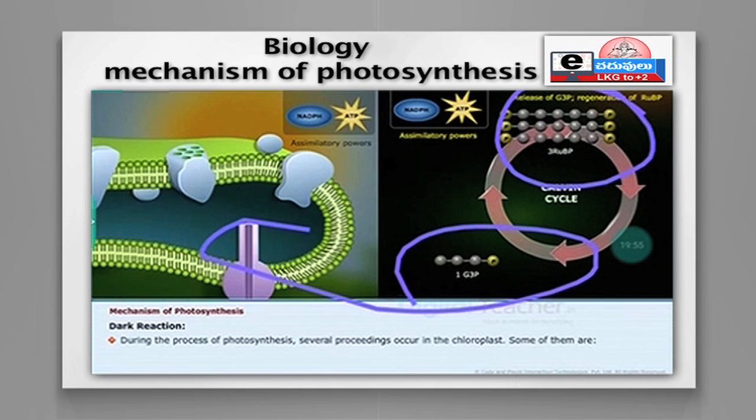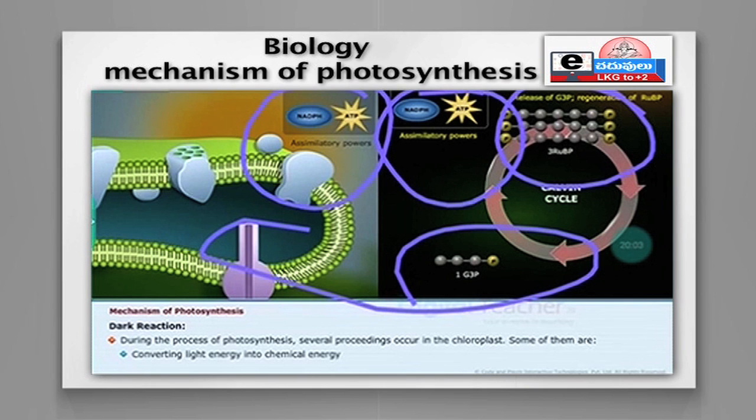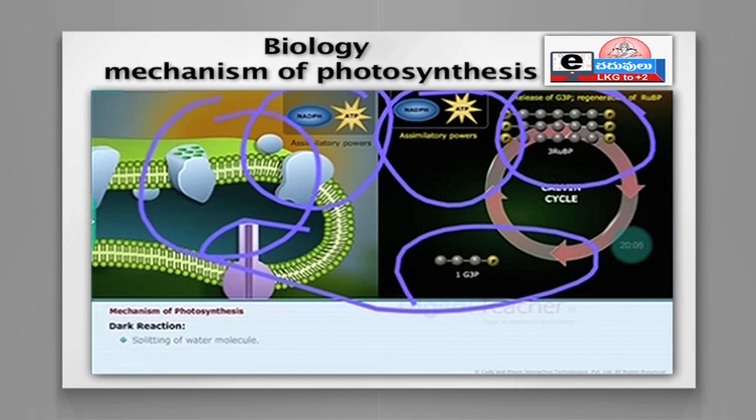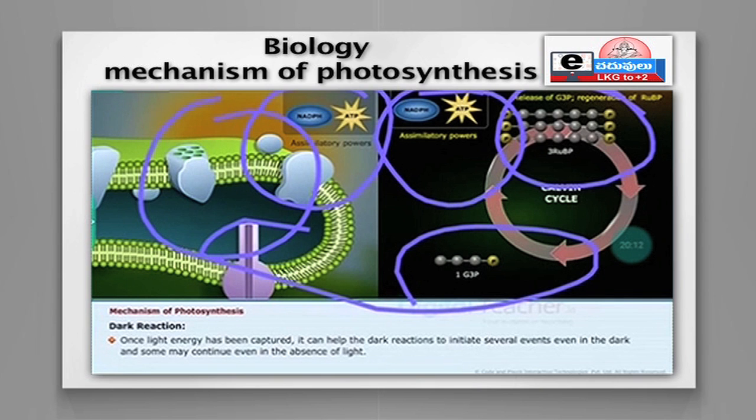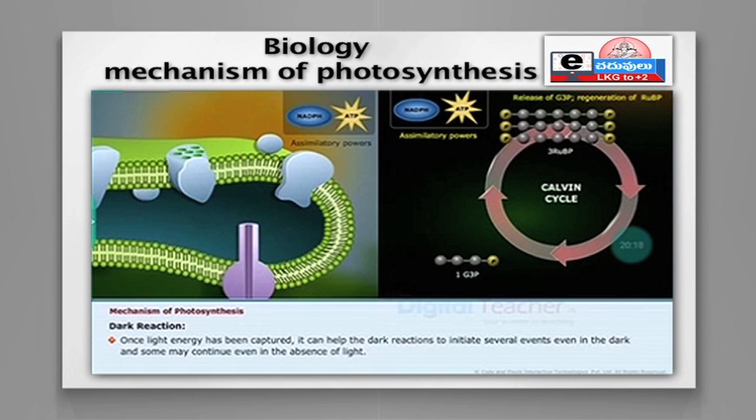You can observe the similarities and dissimilarities of the light reaction and dark reaction. Here we release the assimilatory powers, but there we utilize the assimilatory powers. The light reaction occurs in the presence of light; here it is only in the absence of light. So this is one of the most important parts of the mechanism of photosynthesis. Is it clear, everybody? Or are there any doubts? So I think there are no doubts.